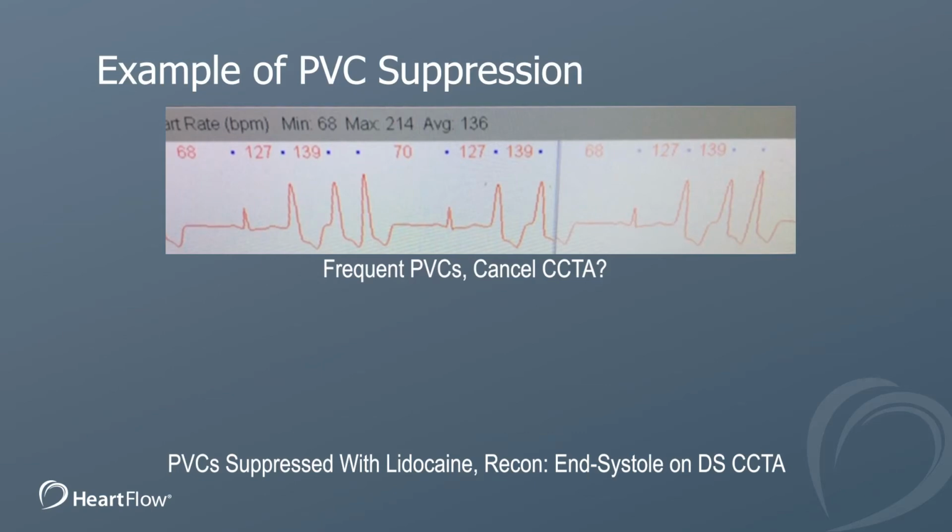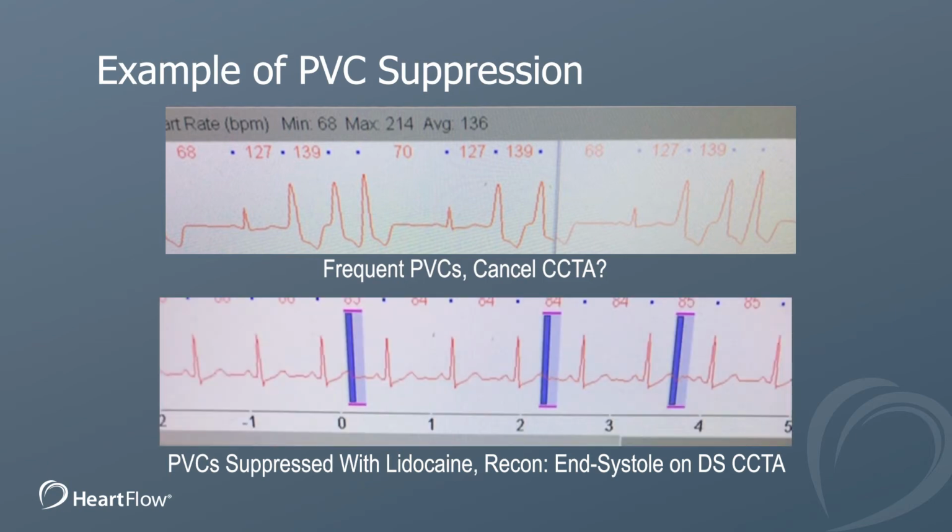Here's a complicated situation of premature ventricular contractions. In this situation, the patient is actually having very frequent PVCs, and you can imagine how detrimental that can be to both image acquisition and reconstruction. This patient was given medication for suppression of premature ventricular contractions, and the rate became regular and consistent. And even though the heart rate was elevated, we were able to acquire end-systolic images on the T-wave and have a diagnostic scan in a patient who was found to have a normal coronary CTA.